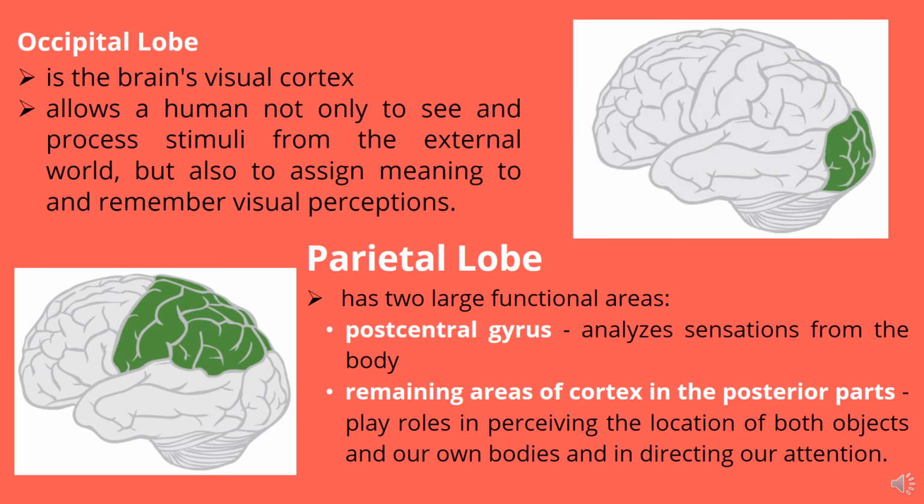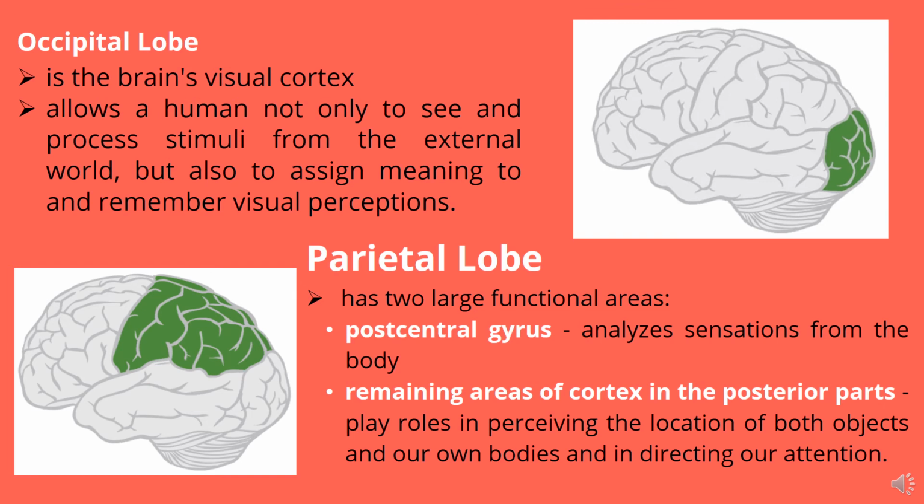The occipital lobe is the brain's visual cortex, which allows a human not only to see and process stimuli from the external world, but also to assign meaning to and remember visual perceptions. We humans rely heavily on the analysis of visual input to guide our behavior, and the occipital cortex and large areas of adjacent cortex perform this function.